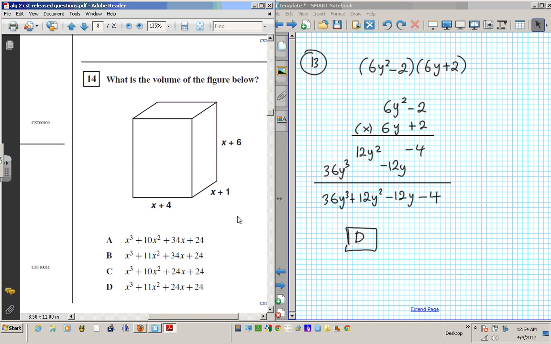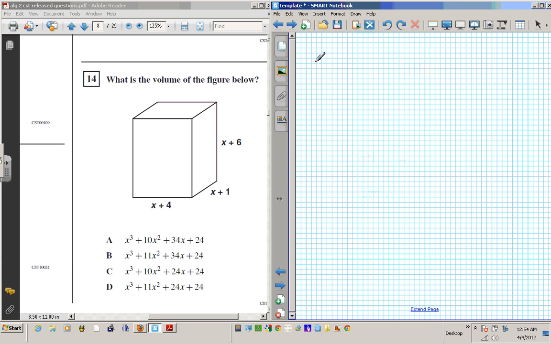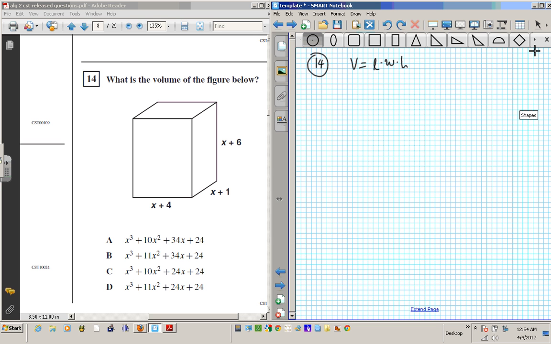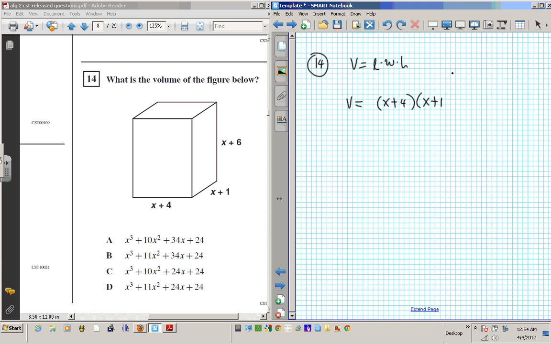It says, what is the volume of the figure below? We know from geometry that the formula for volume is basically length times width times height, right? That's the formula for volume. So let's go ahead and compute this. If you look at this shape, this is the height, this is the length, that's the width. So the volume for this problem is basically going to be x plus 4 times x plus 1 times x plus 6. Alright, so we're going to distribute all of them.